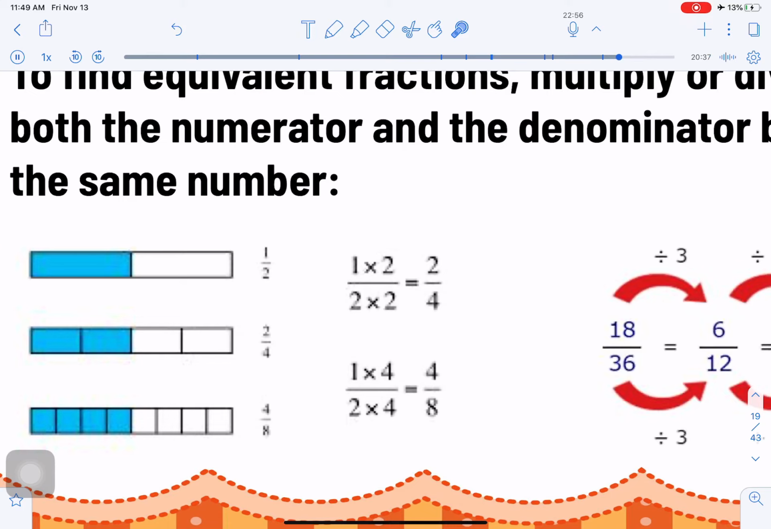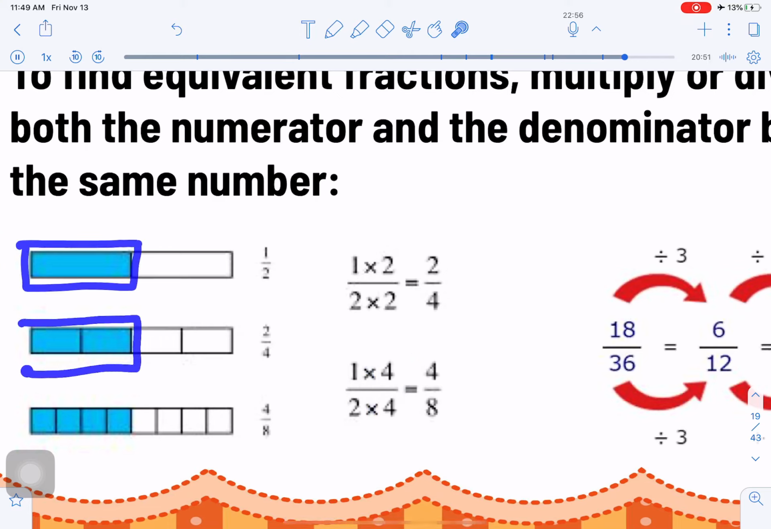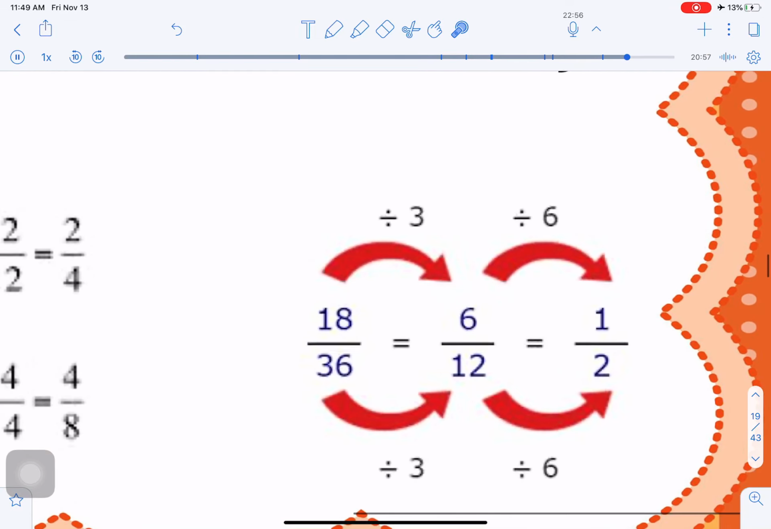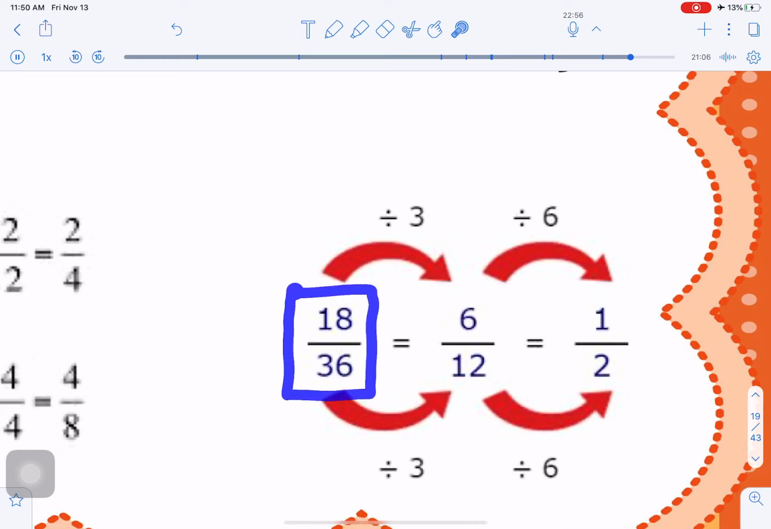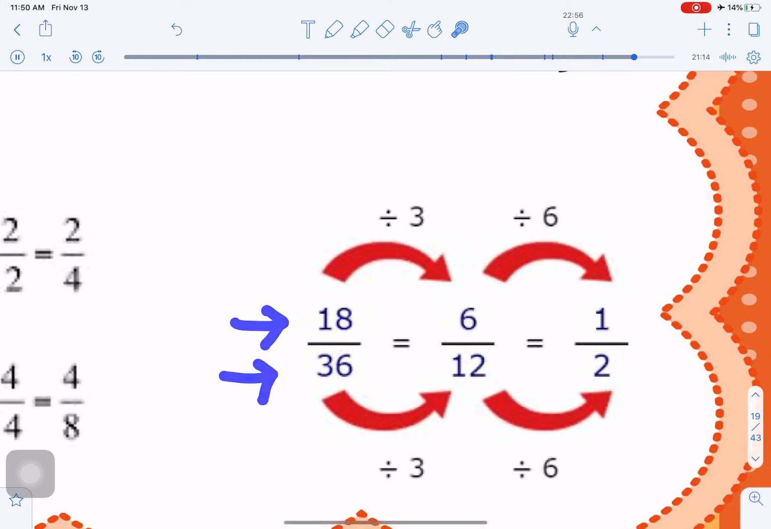If we're multiplying by a whole, we do get an equivalent fraction. So we can see that 1/2 times 2/2 equals 2/4. We also see that 1/2 times 4/4 equals 4/8. And we see that all of these three fractions equal the same thing. We also know that the opposite of multiplication is division, and we can divide by numbers. We just have to make sure that when we divide, that number is a factor of both. So here we see in the example that we're dividing by 3, but we do know that 3 is a factor of 18 and 3 is a factor of 36, so this will work.